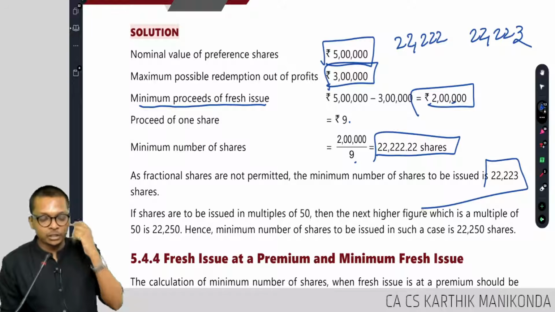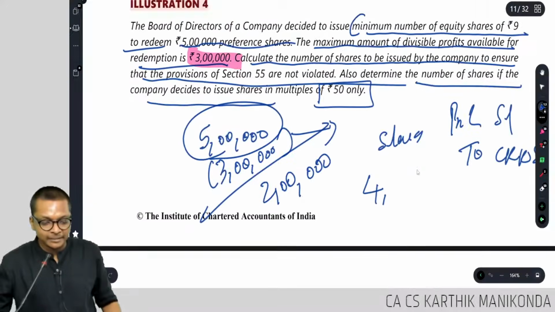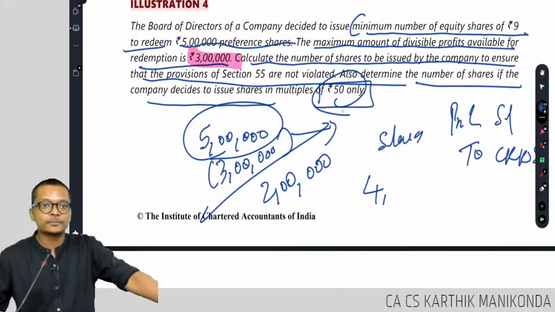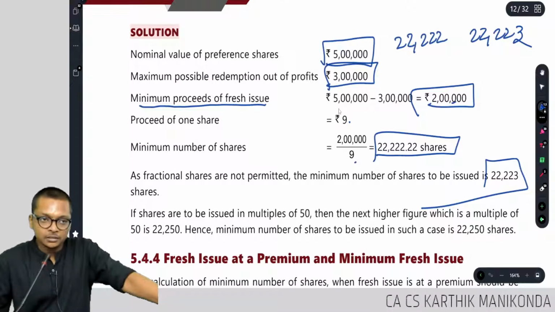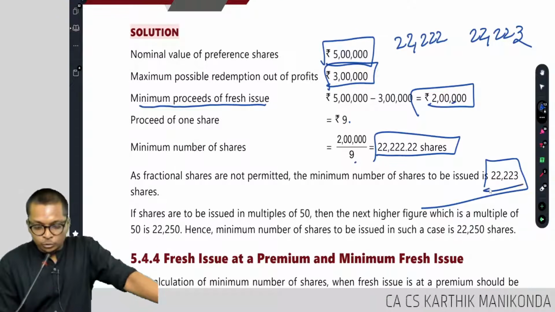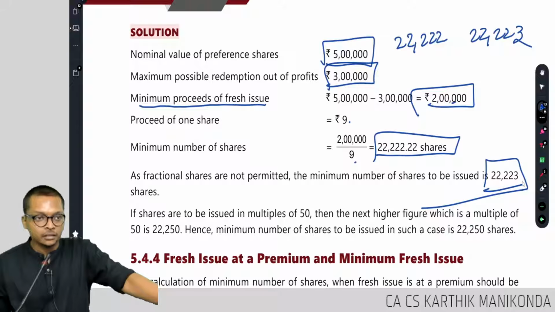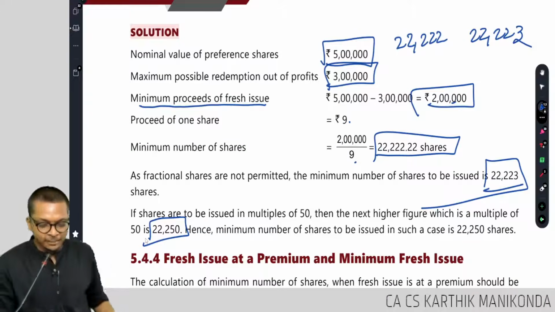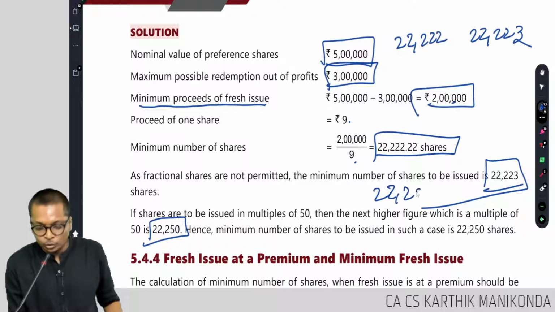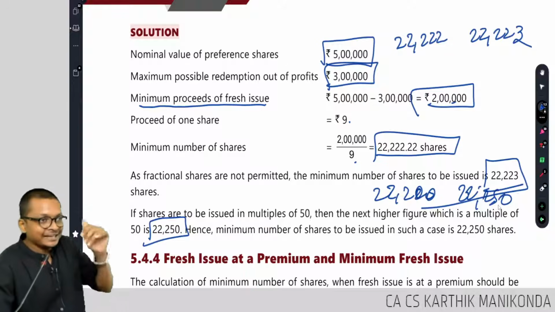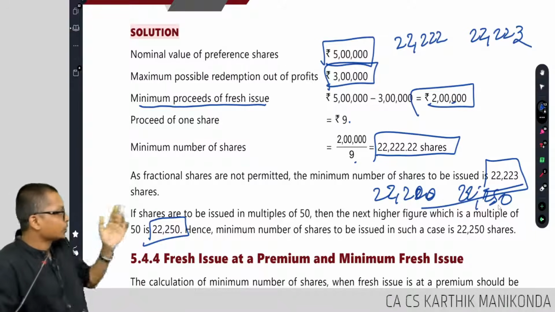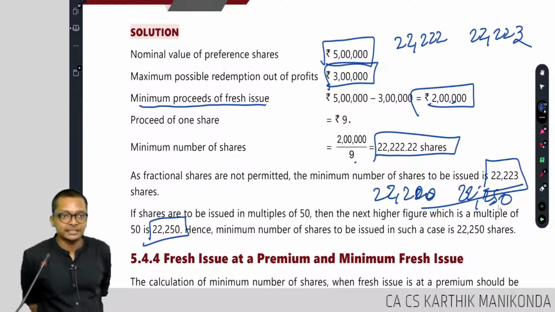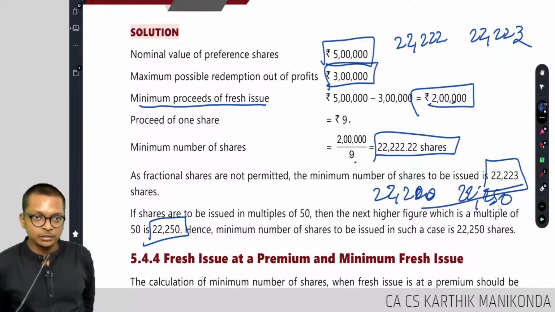But they told the number of shares should be in multiples of 50. Correct? So 22,223 is not a multiple of 50. So they are making it 22,250. I can either make it 22,200 or 22,250. I can't reduce it. So I am increasing it to 22,250. Are you following, guys? Delhi surely understanding? No, it doesn't look like that.